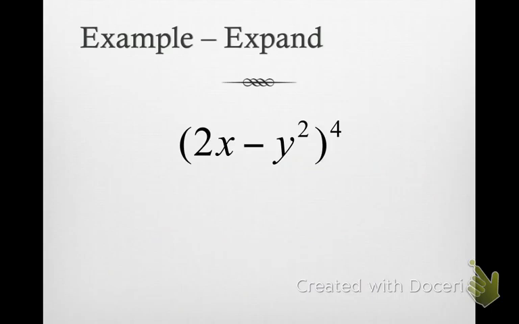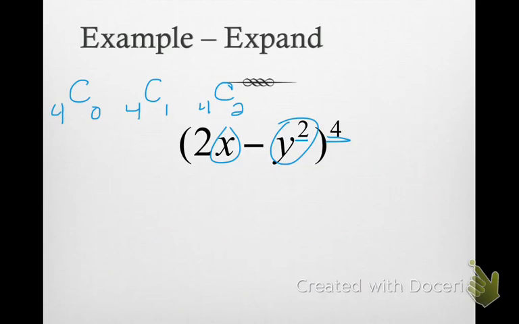All right, so let's try expanding this binomial. I should actually have labeled this one a little bit harder. We're only raising to the 4th power this time, but we have a little bit more going on because we have two variables and this variable has an exponent. So let's go ahead and figure out the coefficients. We want 4 choose 0, 4 choose 1, and 4 choose 2. Then they repeat. So we go 1, 4, 6. So altogether that's 1, 4, 6, 4, 1.